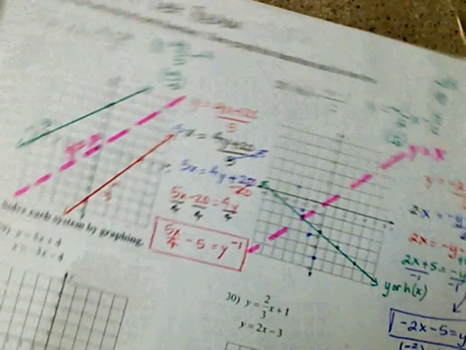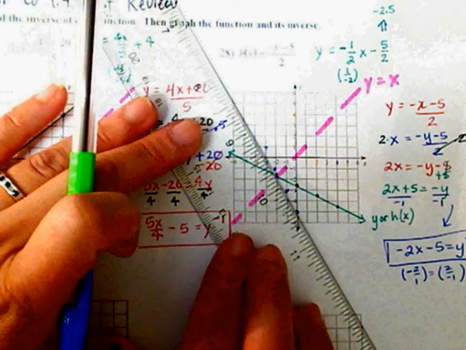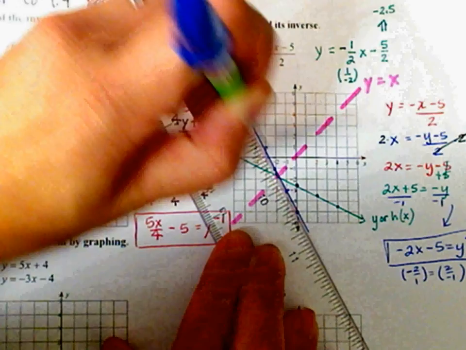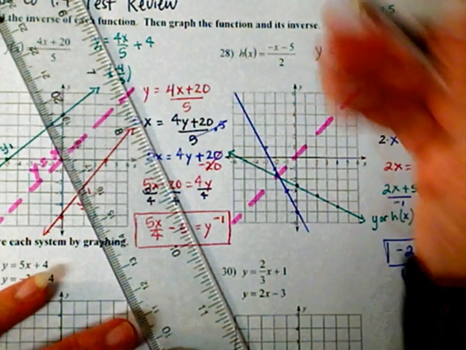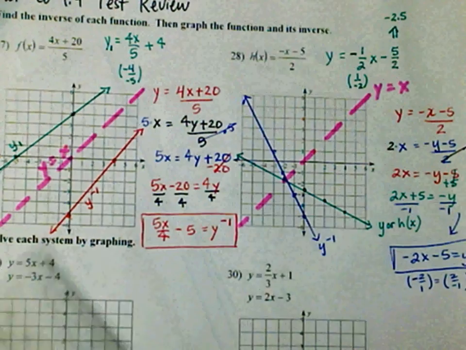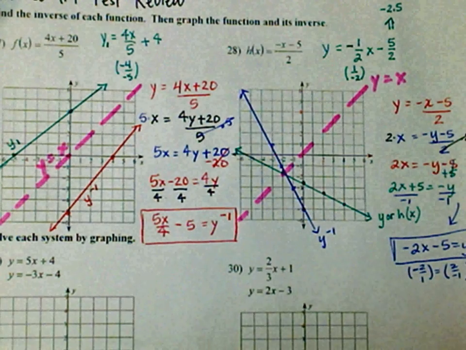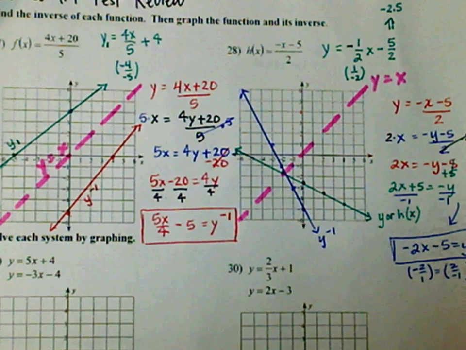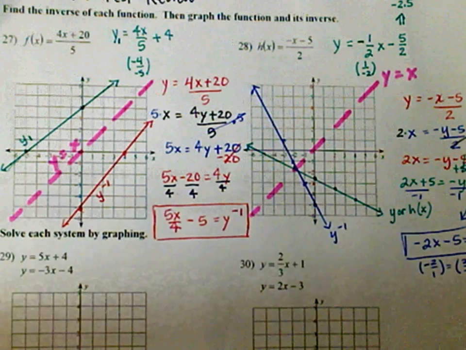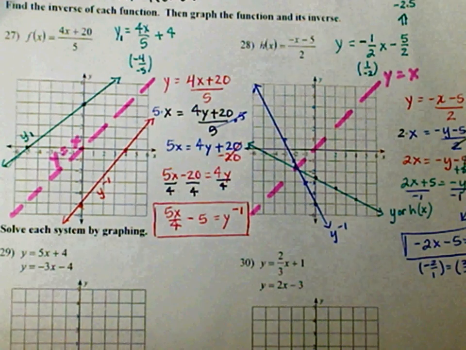Now I'm going to connect my dots for my lines. And there I have my inverse function. Notice it's a mirror image along the pink line. That's all I want you guys to be able to see. And there you have your function and its inverse. It's a mirror image at the y equals x line.